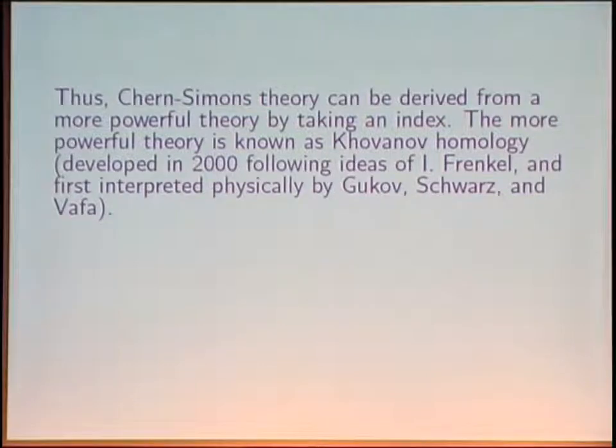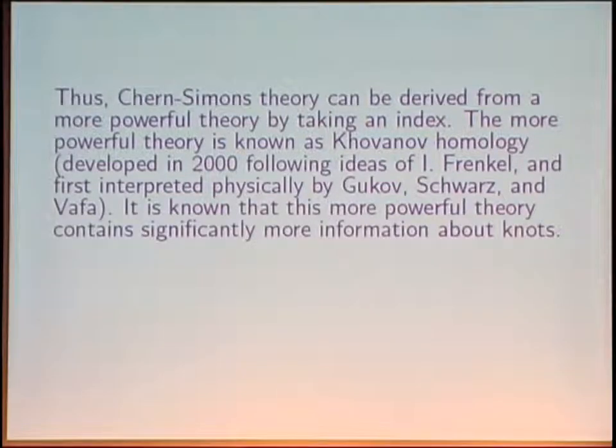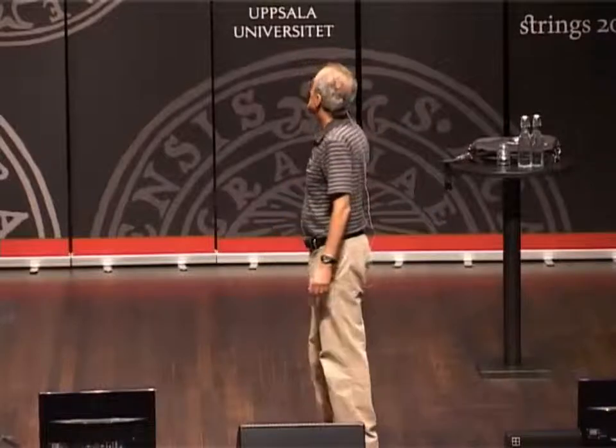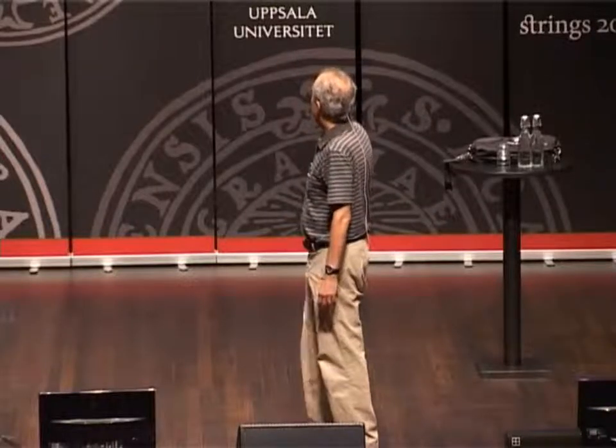The more powerful theory is known as Khovanov homology, which was developed about 10 years ago following ideas of Igor Frenkel, and first interpreted physically by Gukov, Schwarz, and Vafa in 2004. So it's known that this more powerful theory contains significantly more information about knots. For instance, it's known that it gives a complete answer to the question of whether a given tangle can be untangled, which is not the case for Chern-Simons theory. So that would be interesting to discuss.